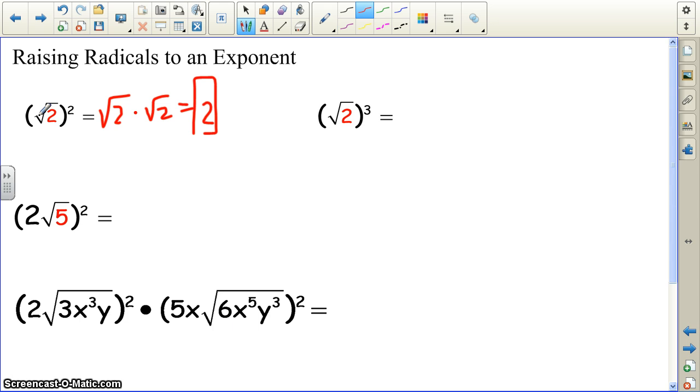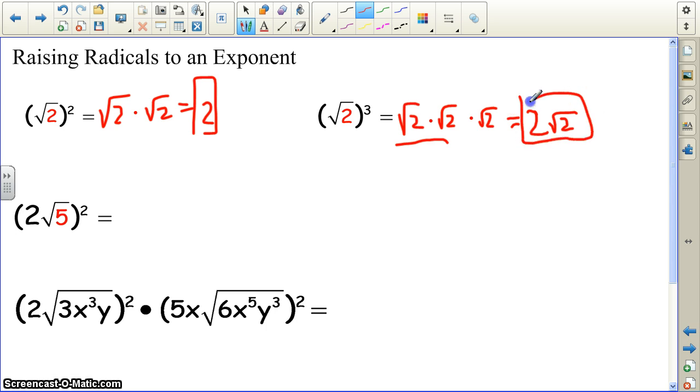Like if we were solving for x and we had 3x, to get rid of the 3, we divide by 3. It's the opposite. Now for this next one, I'm raising something to the third power. So it's going to be the square root of 2 times the square root of 2 times the square root of 2. This first square root of 2 times square root of 2 is just 2, times that square root of 2 that I have left over because I didn't do anything to it yet. And that's as far as I can go. It's as simplified as I can make it.